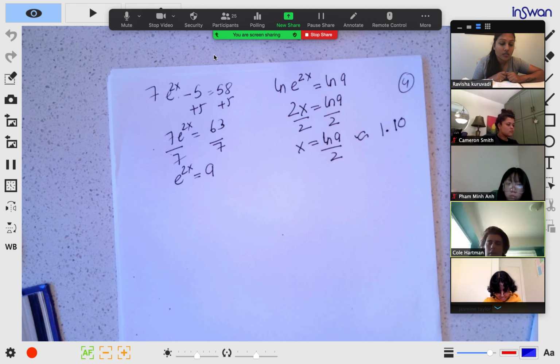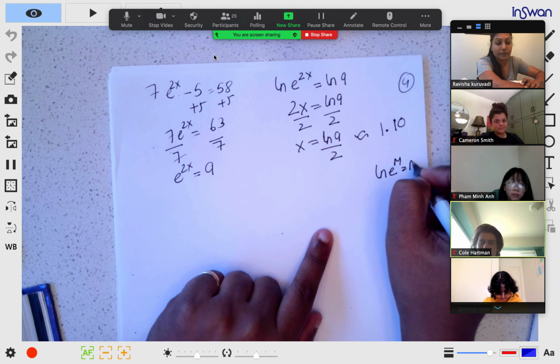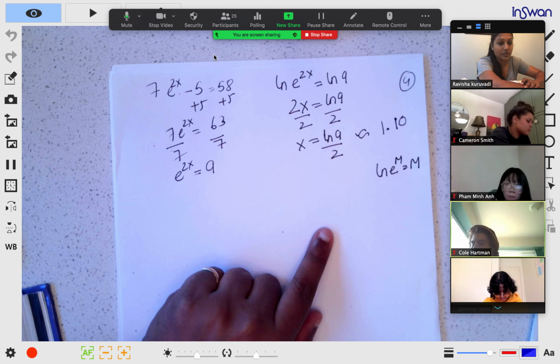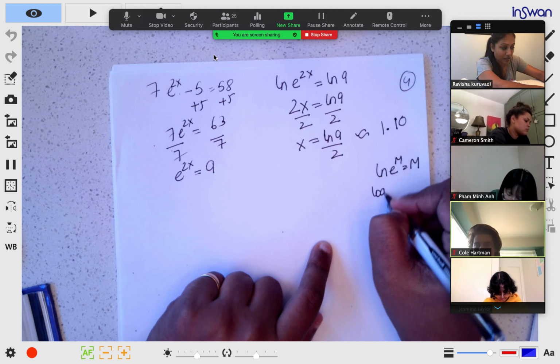Because there is a property: ln e to the power of m is just equal to m. That's a property, because ln is basically log base e, so e to the power of m becomes m.